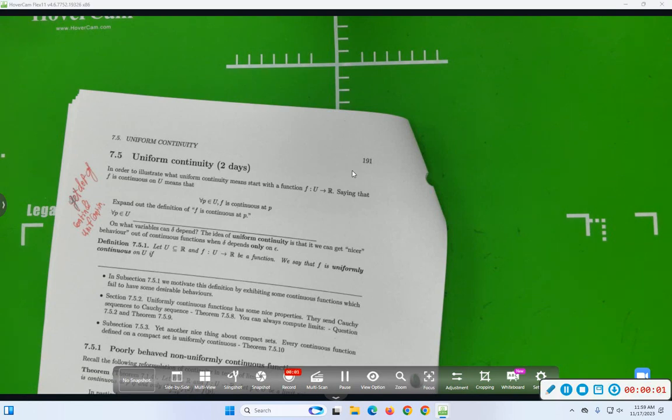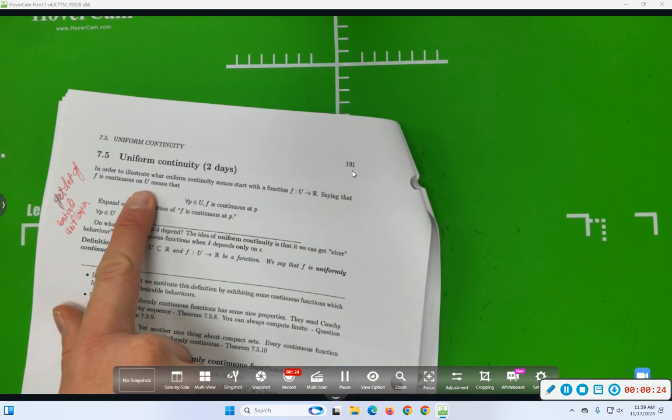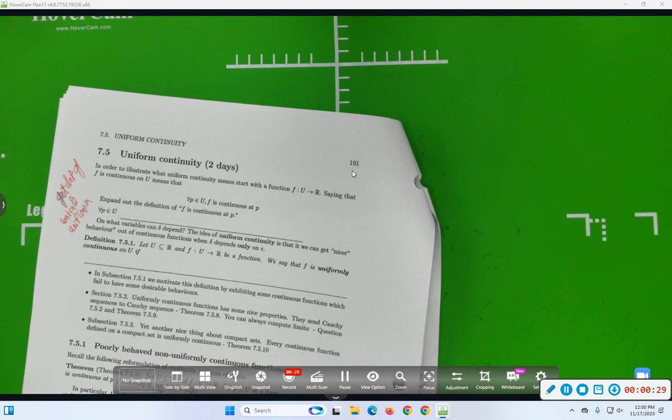What does continuity mean? So, let's start with this. If I tell you that a function is continuous on a whole set, that just means that at every input in that set, f is continuous at that input. Let's parse that out. That means that f is continuous on a set U means that for every p in U, f is continuous at p.